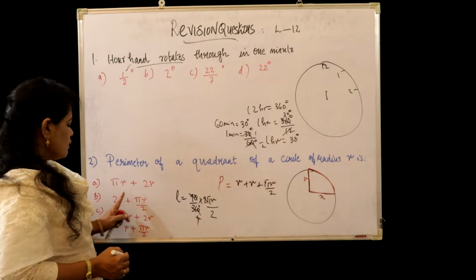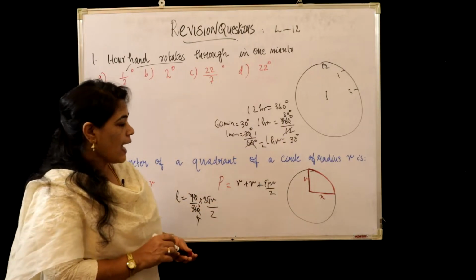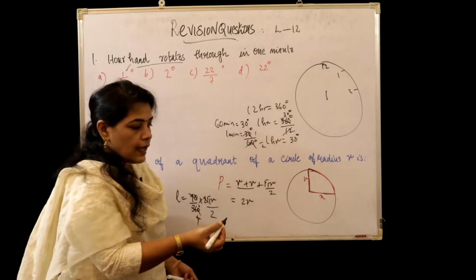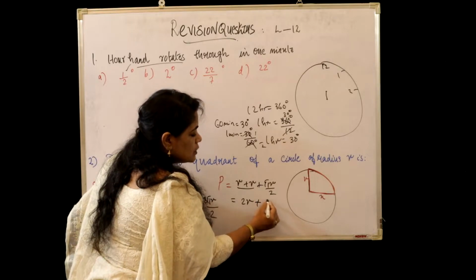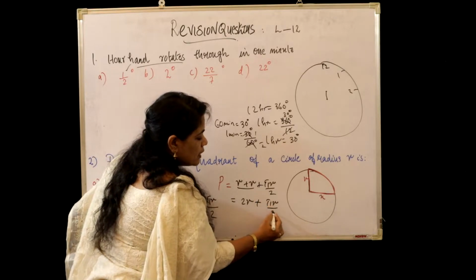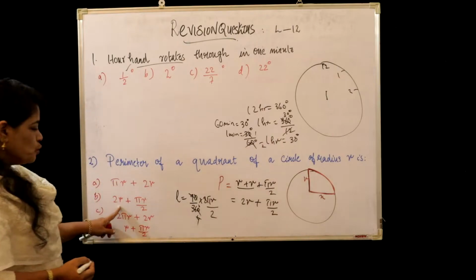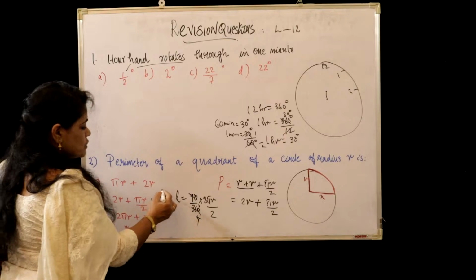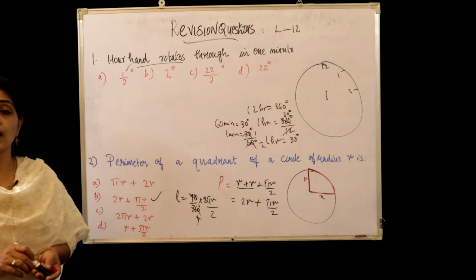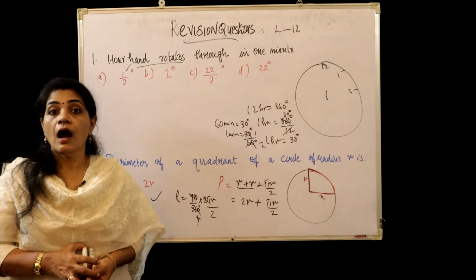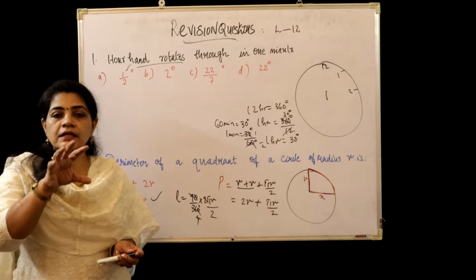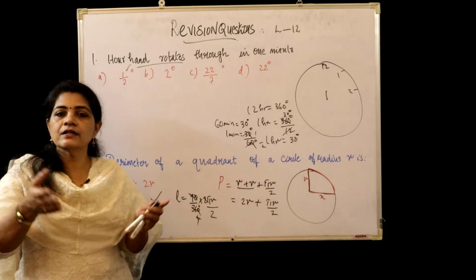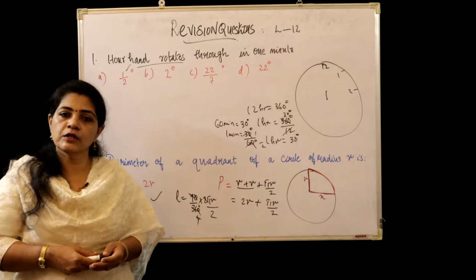But the answer is not in this form. We have to simplify this. For that, can you write this r plus r as 2r? You can add. So 2r plus pi r by 2. You can see 2r plus pi r by 2 is given in the options; that is, option B is the correct one. This is also very important. In this question you have to find the arc length, because the perimeter of the quadrant includes the corresponding length of the arc plus 2 radii. That will give you the perimeter of the quadrant.